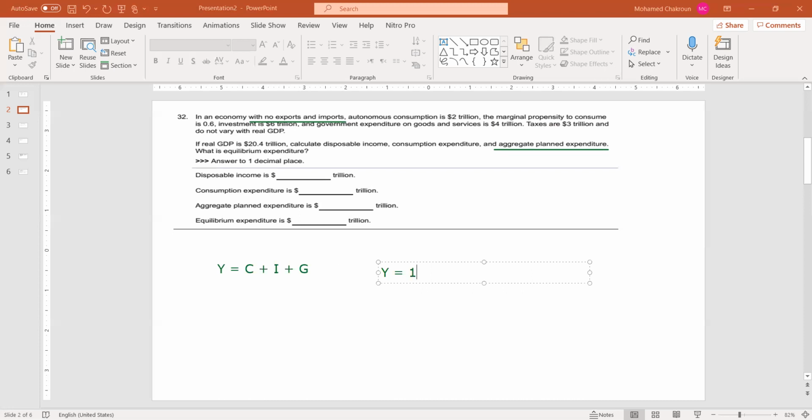$12.4, so it's equal to 12.4 plus, this is consumption, plus investment. How much investment? Plus 6, plus public expenditure on goods and services, 4. It's equal to $22.4 trillion.